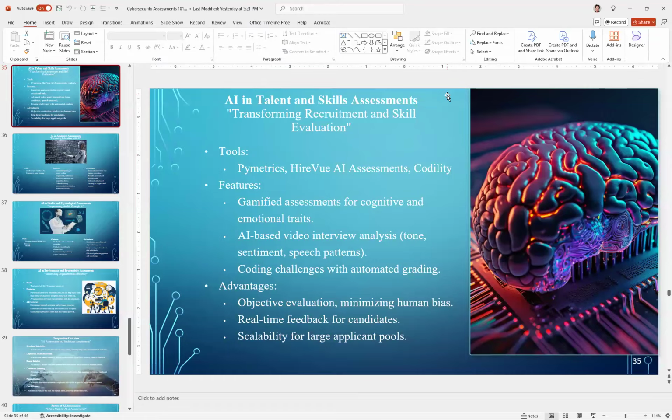AI in talent and skills assessment is transforming recruitment and skill evaluation. HR organizations are starting to use tools like Pymetrics, HireVue, AI assessments, and Codility. Its features are gamified assessments for cognitive and emotional traits, AI-based video interview analysis of tone, sentiment, and speech patterns, and coding challenges with automated grading. The advantages are objective evaluation, minimizing human bias, real-time feedback for candidates, and scalability for large applicant pools.